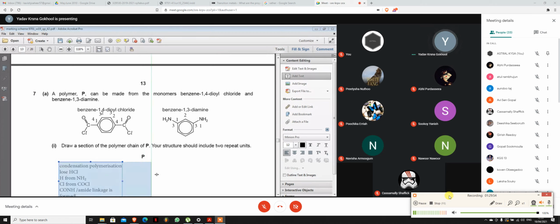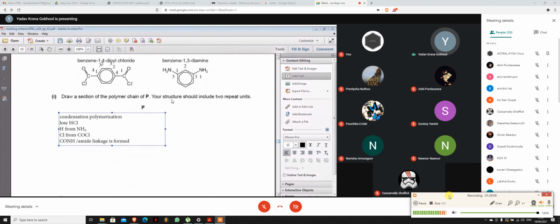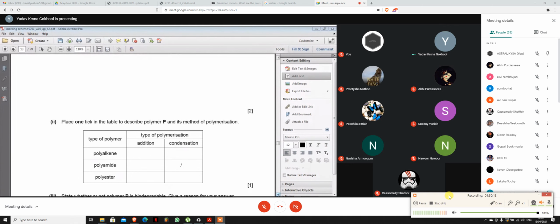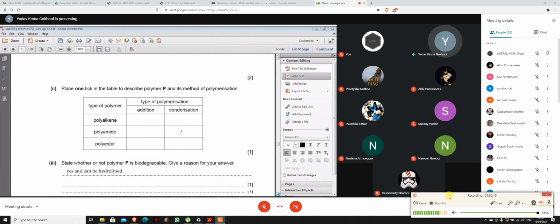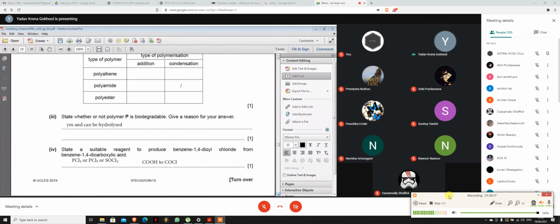So this is how it will be between that. So you will get 2 repeat units. Okay, so CONH, CONH, then this, then NHC double bond O. Okay, so it is a polyamide condensation. All CONH can be hydrolyzed. It is biodegradable.